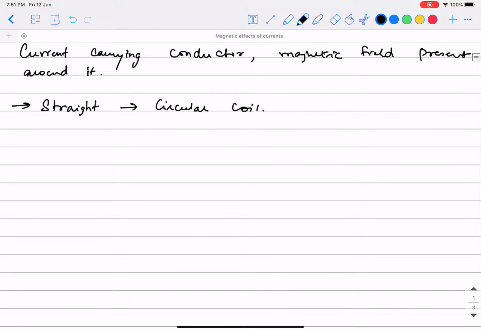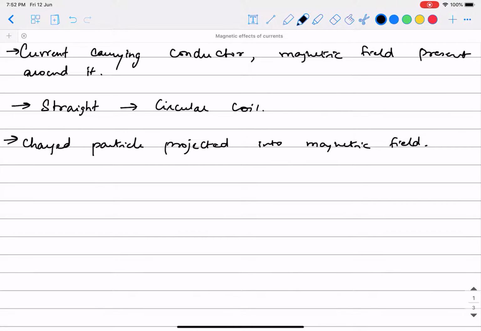In a similar way, if you look at the next part of the chapter, that is going to be a charged particle projected into magnetic field. In the second part of the chapter, you will already have an external magnetic field, and what will happen if a charged particle is passing through it at different orientations? That is what the question is all about.